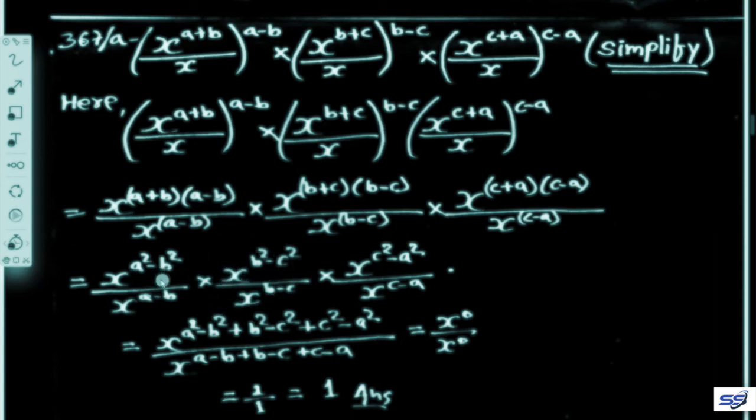Now here the base is the same, x, and in lower also the base is the same. So in lower every power shall be added, and in upper also every power shall be added, keeping the base x. It equals x power a square minus b square plus b square minus c square plus c square minus a square upon x power a minus b plus b minus c plus c minus a. We see here that a square, minus b square plus b square, minus c square plus c square all cancel each other, and in lower also a minus b plus b minus c plus c minus a cancel each other. Here comes x power 0 upon x power 0.